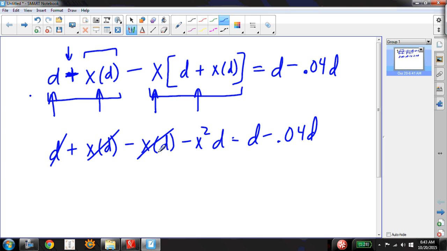I can cancel out this D by dividing the entire thing throughout, leaving a 1 here. So I'm going to have, oh no, pardon me, I'm sorry. Let me go back on that.